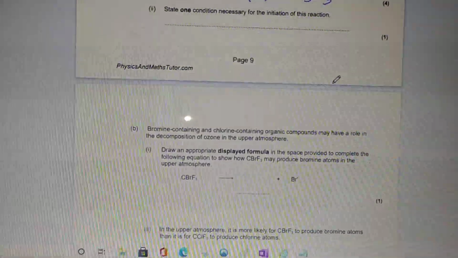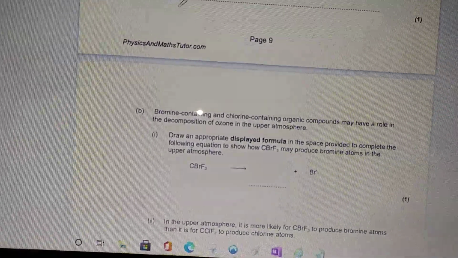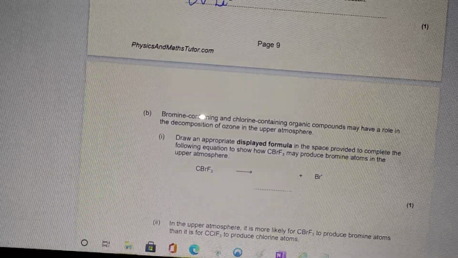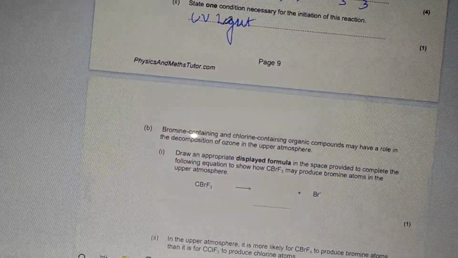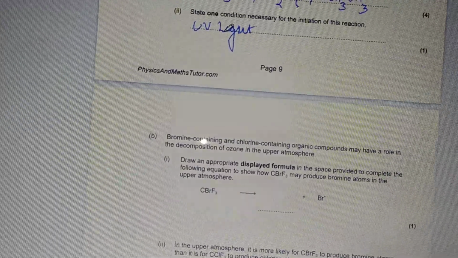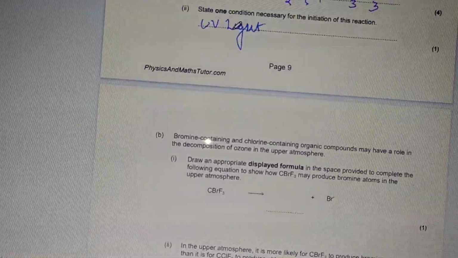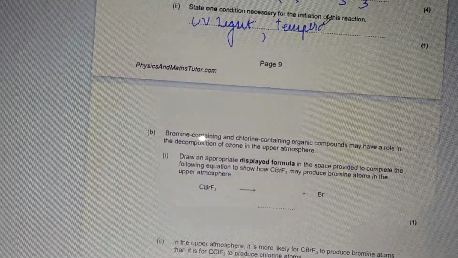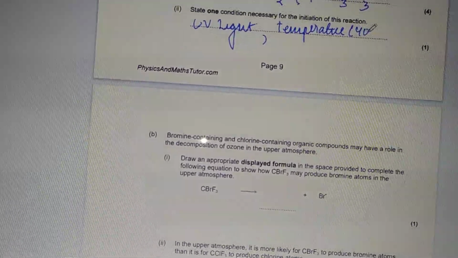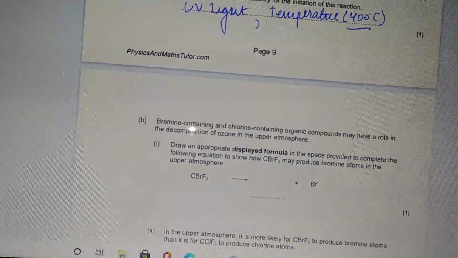Okay, state one condition necessary for the initiation of this reaction: UV light. If you don't remember anything, remember high in the atmosphere, it happens in the stratosphere. What's in the stratosphere? UV light. High temperatures, approximately 400 degrees Celsius. Wow.